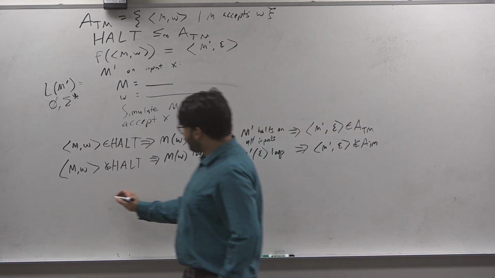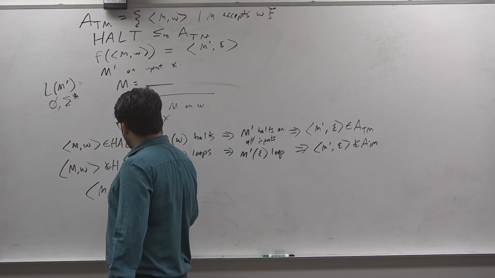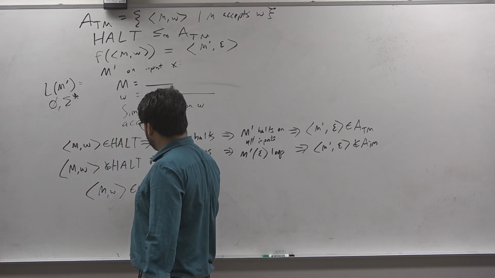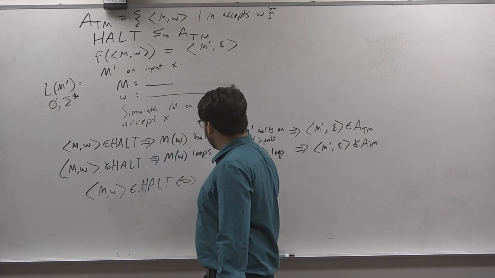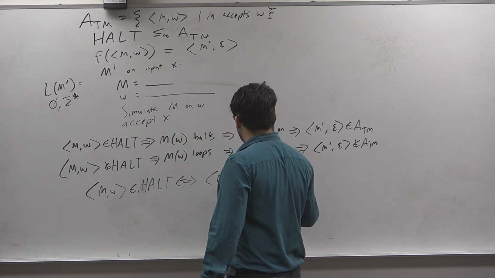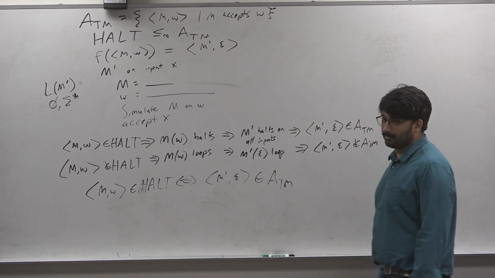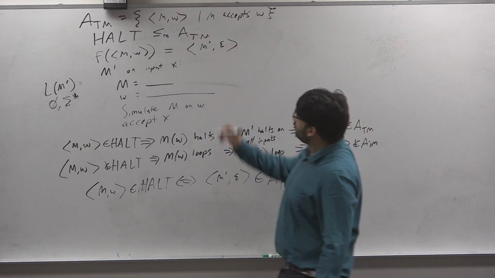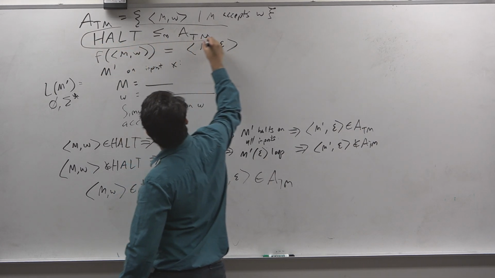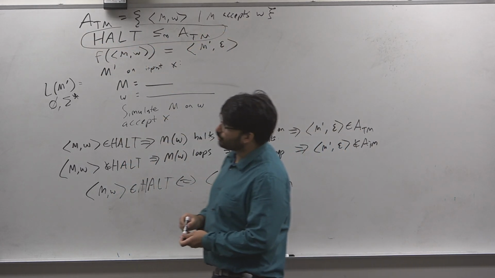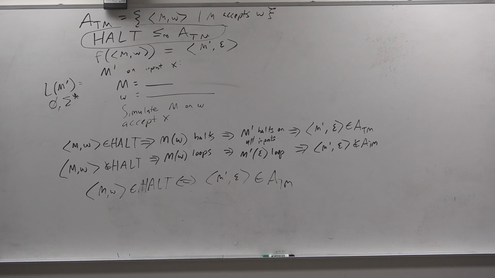Either way, this is sufficient for us to prove that M comma W is in halt if and only if M prime empty string is in ATM. Done. We've proven that we have performed a mapping reduction from halt to ATM. Now, we previously proved that if B is decidable, then A is decidable. So there are two things you could do. Just take the contrapositive: if A is undecidable, then B is undecidable. We reduced from halt to ATM, and make sure you go in the correct direction. Halt is undecidable, therefore ATM is undecidable.